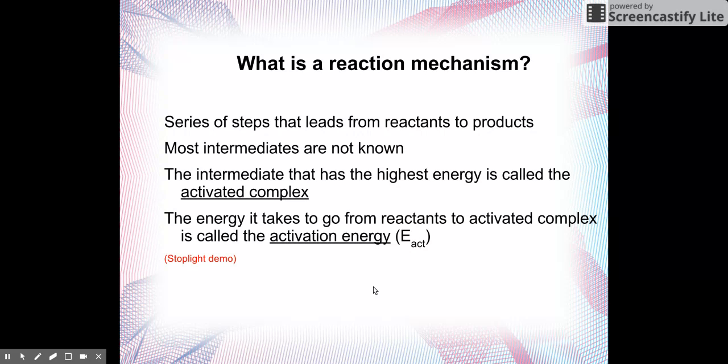And those series of steps are what we call the reaction mechanism. Now, most of those things that form along the way, we don't even know. They happen so quickly that we can't even see what they are. But the intermediate that takes the most energy to form is what we call the activated complex. And from the energy unit, we know that when you're looking at a potential energy diagram, the energy that it takes to go from the reactants to the activated complex is called the activation energy.